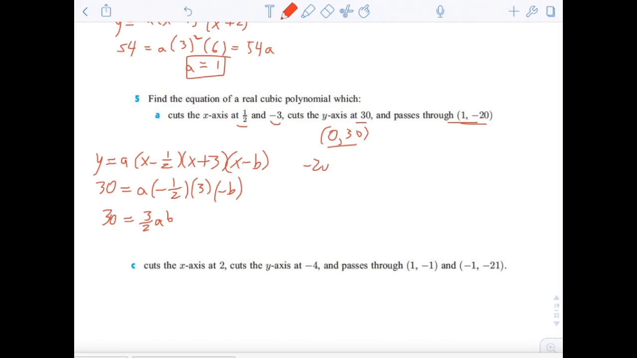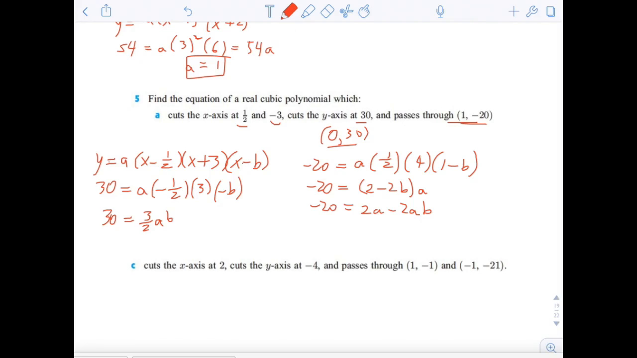Let's see if that helps us. So -20 would be for y, and then x would be 1, so it would be 1 minus 1/2, which would be 1/2. 1 plus 3 is 4, and 1 minus b is 1 minus b. Let's multiply that. -20 equals 1/2 times 4 is 2. 2 times (1 - b) is 2 minus 2b times a. Let's expand that. 2a minus 2ab equals -20.